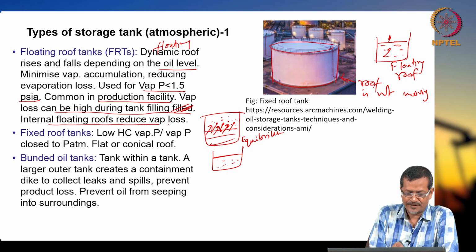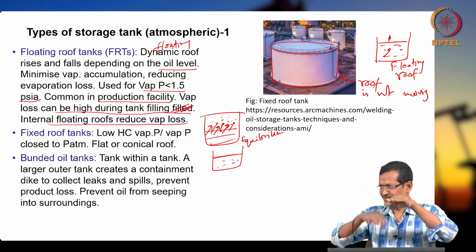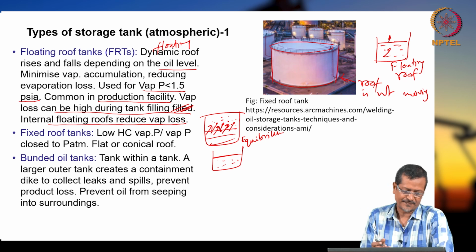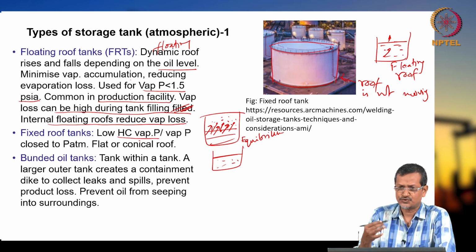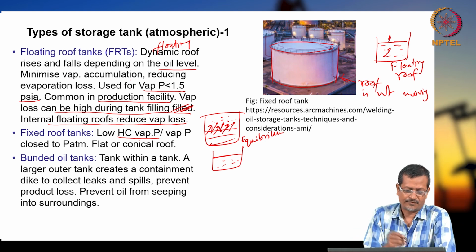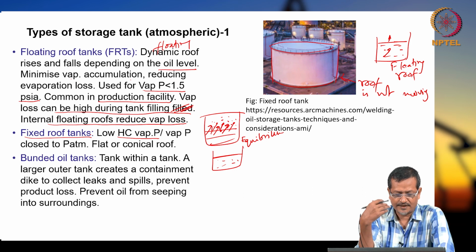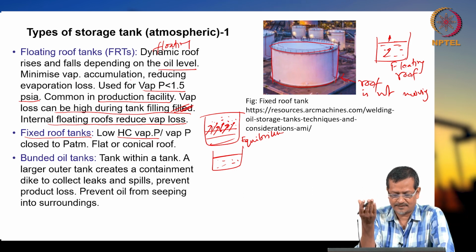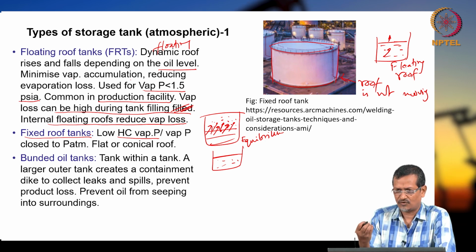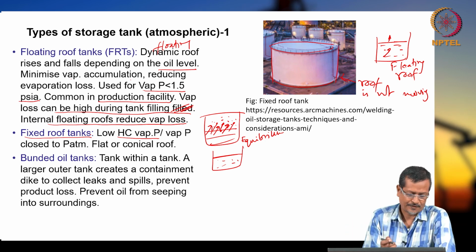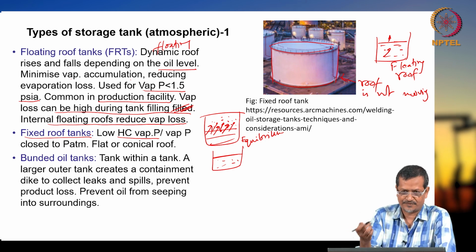So, internal floating roof reduces the vapor loss. Internal floating roof is there, so that I do not have that much free space. So, just you fill it, so there is no loss. Fixed roof tank is for low hydrocarbon vapor pressure or vapor pressure close to atmospheric pressure. So, for that you are using fixed roof tank. Like a very highly volatile liquid you are putting in a tank, then in a fixed roof tank actually you will have lots of vapor. So, losses will be higher.